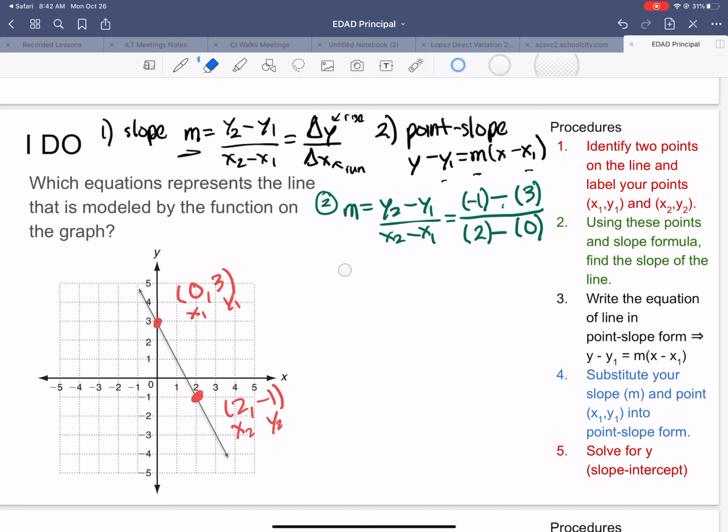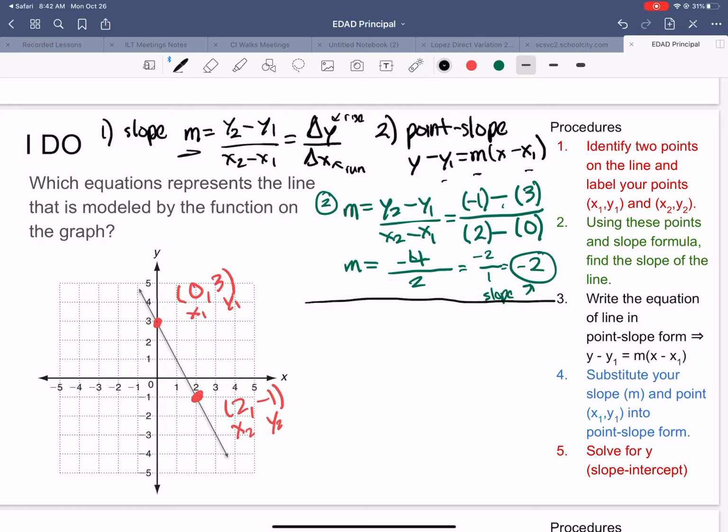From there, I could go ahead and put that into Desmos if I don't want to do the math, or if I need some help with the subtraction. But negative 1 minus 3 gives me negative 4. 2 minus 0 gives me 2, which is equal to negative 4 over 2, which simplifies to negative 2 over 1. But again, I want to simplify that all the way down, which is negative 2. So my slope is negative 2.